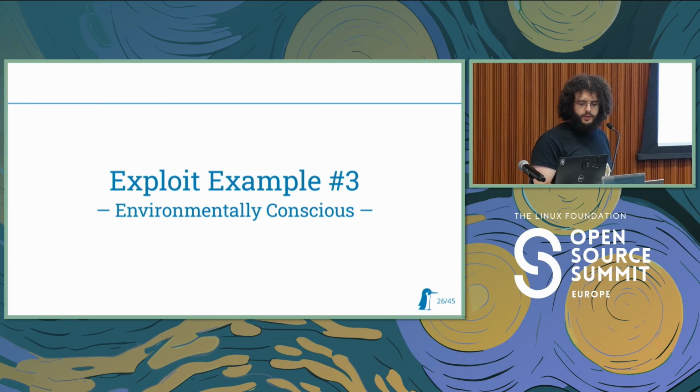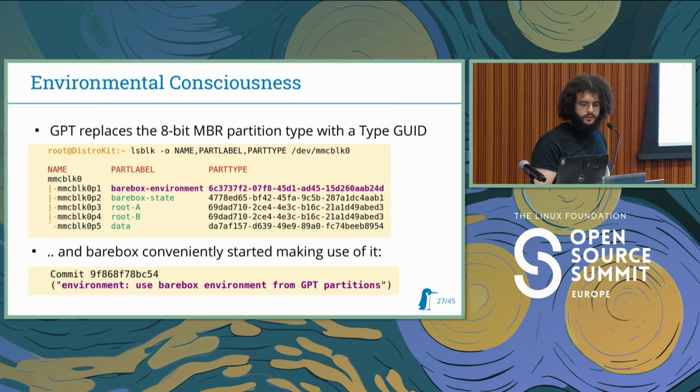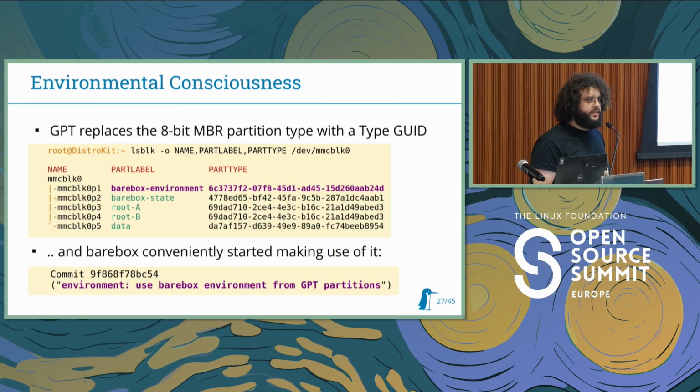Yeah, this brings me to my third exploit example. So we had one about the U-Boot environment. Now it's one about the barebox environment. So you might be aware that in GPT, you now have these partition type UUIDs. And that's a whole UUID with which you can describe what kind of partition it is. And then you have, like, rootfs for MIPS 64 systems. That's actually a UUID that someone allocated.